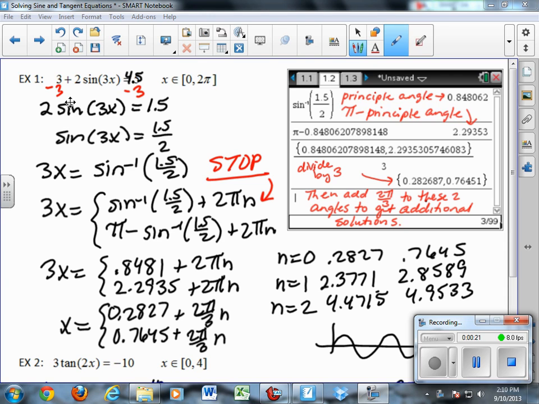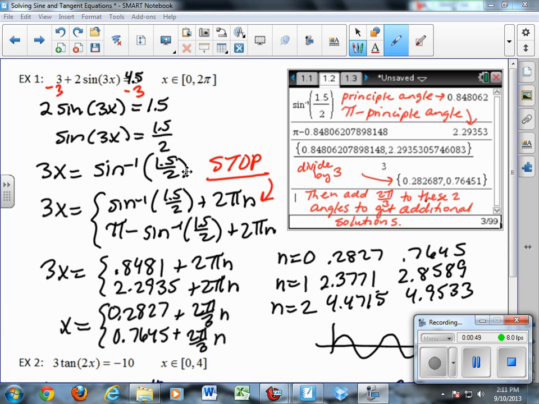So the first thing I'm going to do is subtract 3 from both sides of the equation, then divide by 2. So I have sine of 3x equals 1.5 over 2. Then I need to take the inverse sine. Take the inverse sine of both sides and then stop in the name of trig and write the general solution. But the general solution is a little more complicated for sine than it is for cosine.